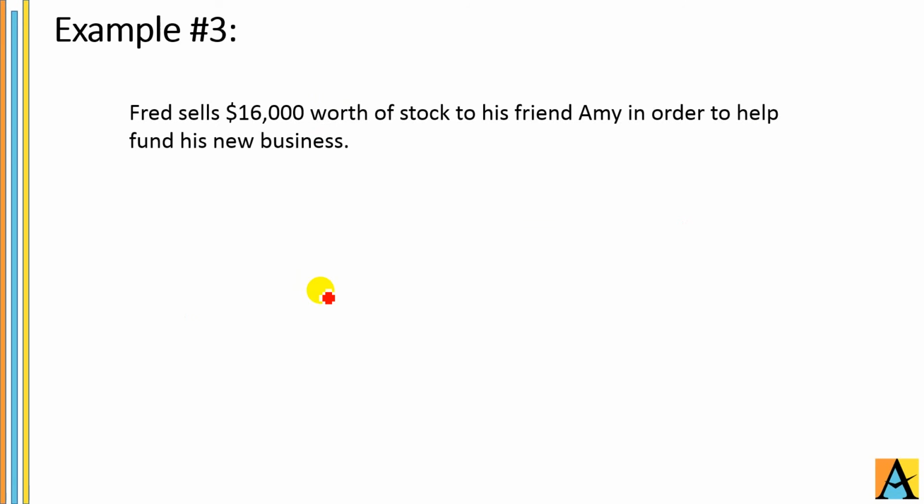And our third example, and I believe this is the final example for this lesson, is that Fred, same guy, still starting his new business, sells $16,000 worth of stock to his friend Amy in order to help fund his new business. Again, accounting equation. If this gets old to write, good, because that means you are learning it and reinforcing it in your mind, which will help you be successful and remember this later on. So let's pick out the important pieces. What is the important piece?